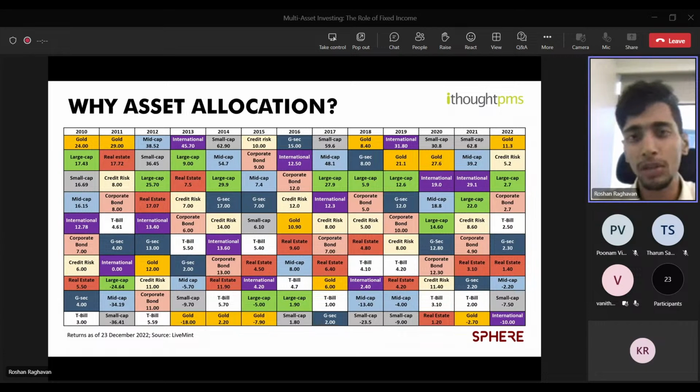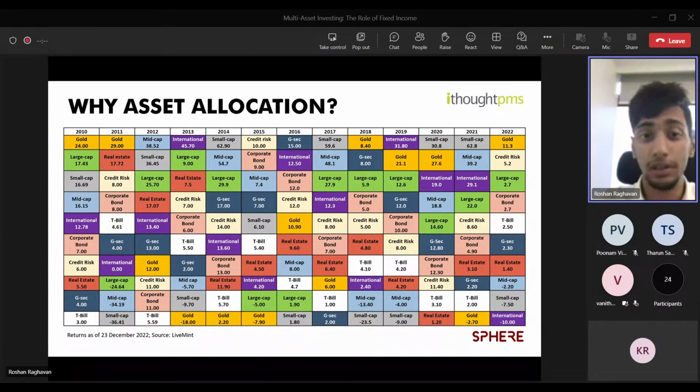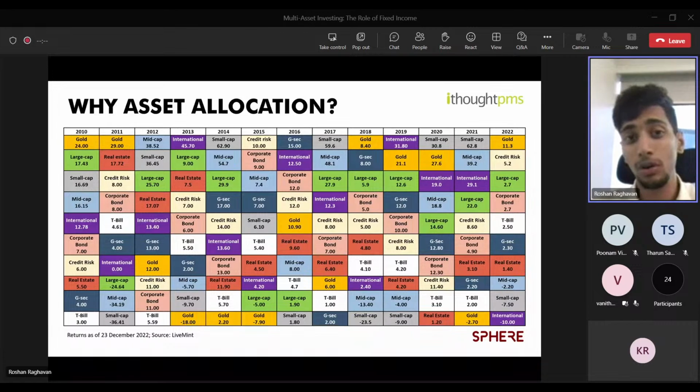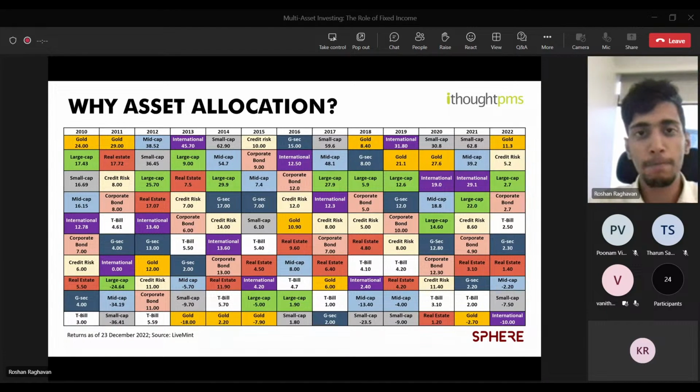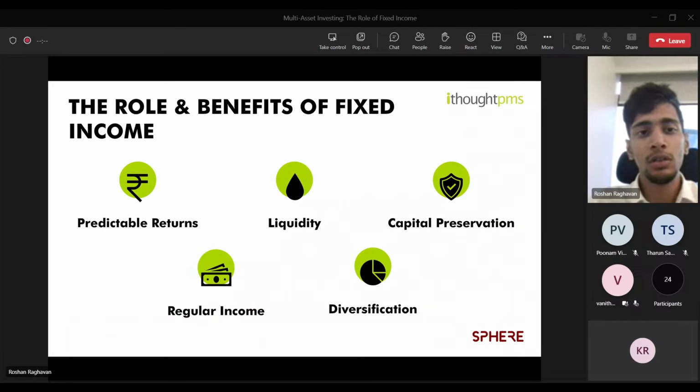So what does this show us? This shows us that markets are cyclical, right? And we should be very careful not to follow returns, right, or act with a hindsight bias. And what works today may not work tomorrow, right? And diversifying is very beneficial in the medium term.